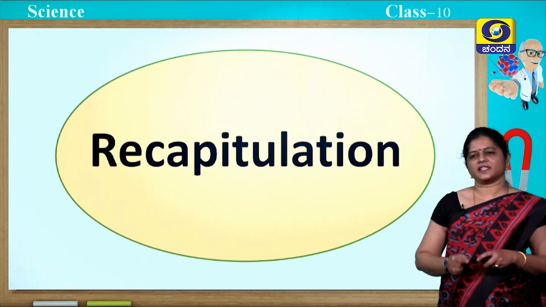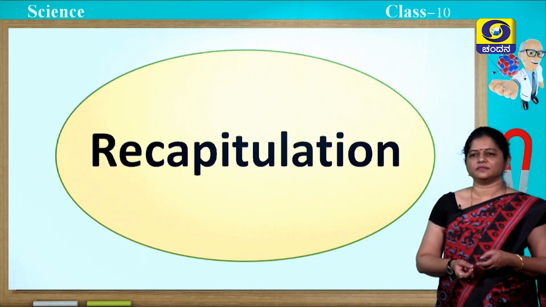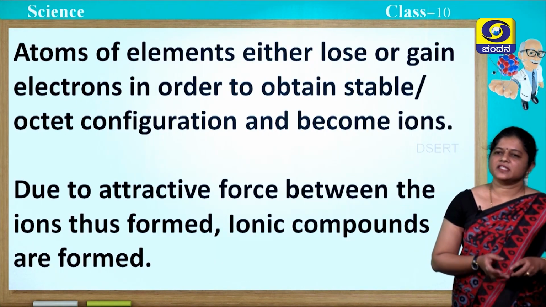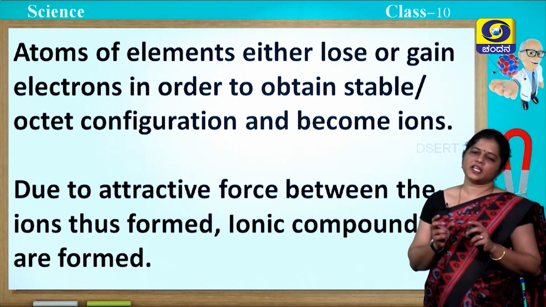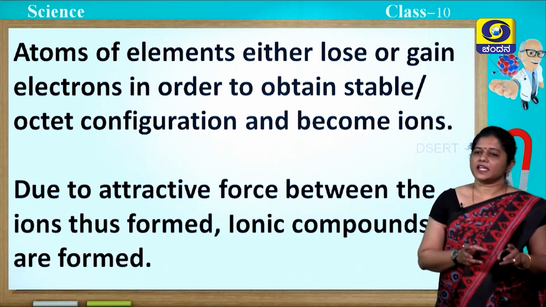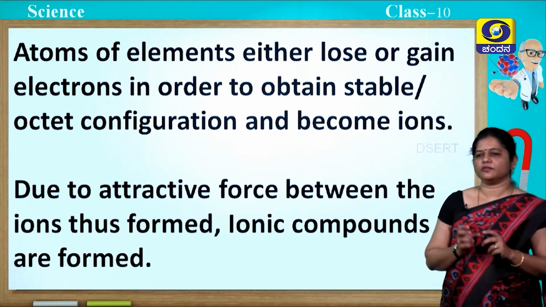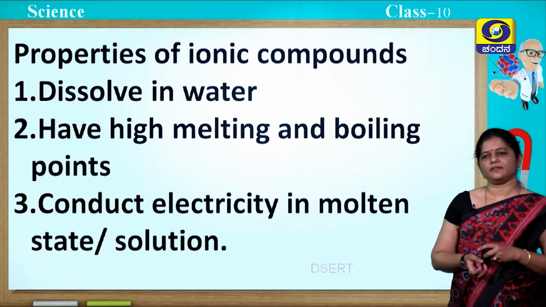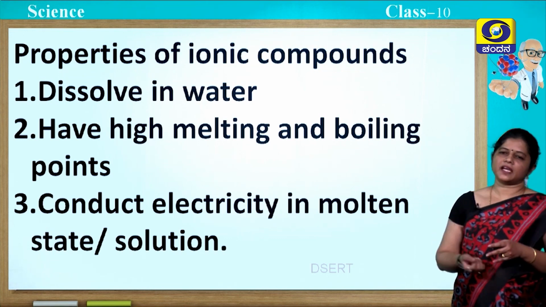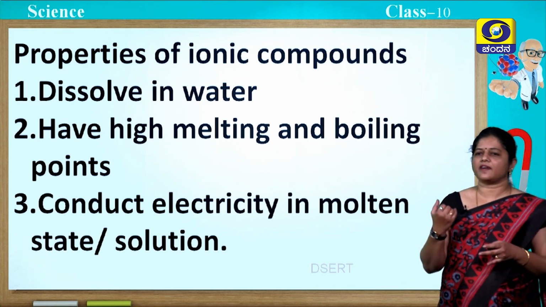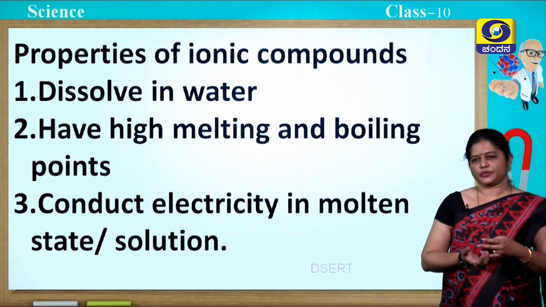Now let us have a small recapitulation of whatever we have learned till now. Atoms of elements either lose or gain electrons in order to obtain a stable or octet configuration, and they become ions. Due to the attractive force between the ions thus formed, ionic compounds are formed. The properties of ionic compounds, we will just have some highlights. They all dissolve in water, they have high melting and boiling points, and they conduct electricity in molten state or in solution.